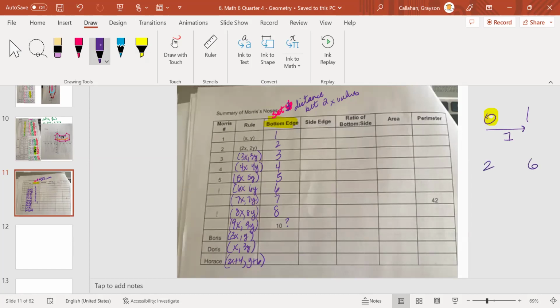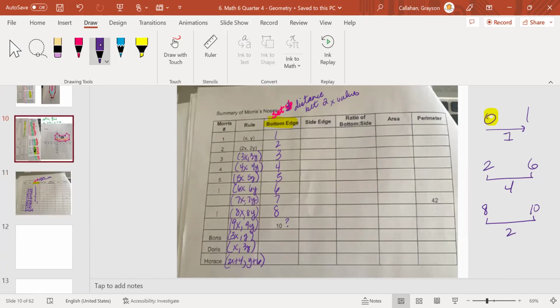From like 2 to 6, how many spaces do you have there? What's 2 plus 3? Between 8 and 10, what's the difference? Distance between the two. Do you get it now? So you've got to look at set 3 and look at the difference.